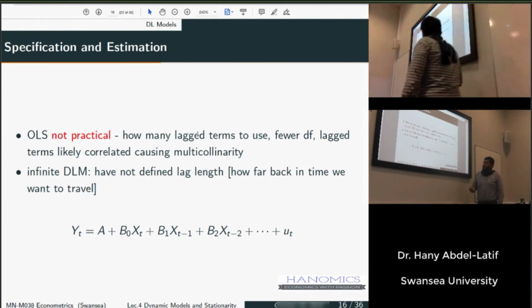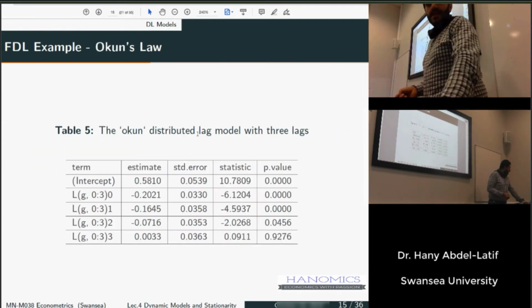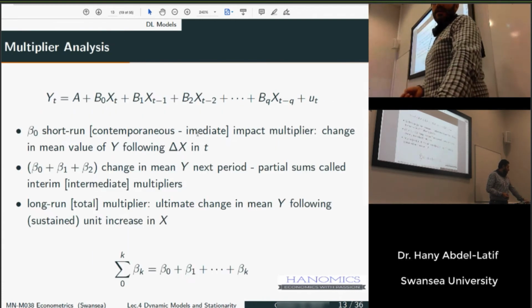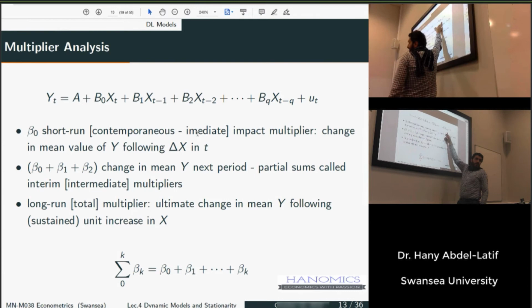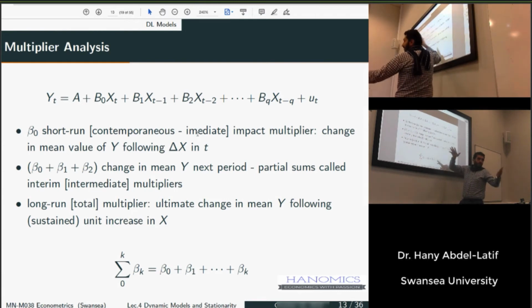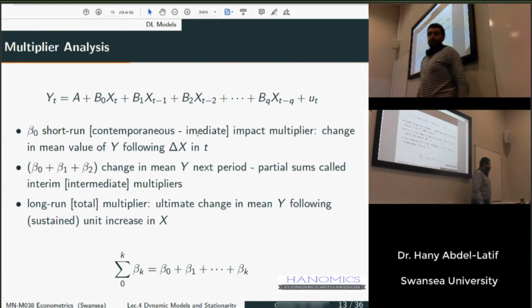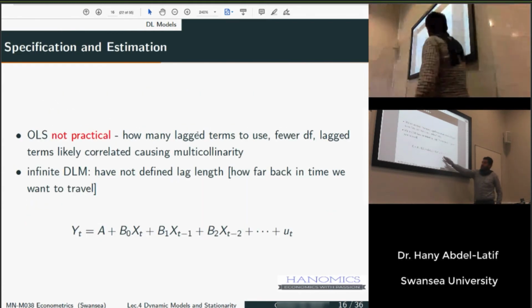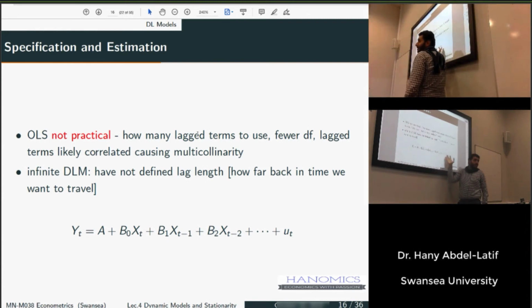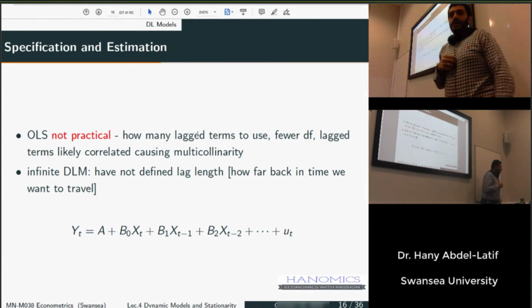Or you could have not like this. This is a finite distributed lag, meaning that we had up to Q. So we know we're going back 2 lags, 3 lags, 6 lags, 5 lags, but we could actually have something like this. This is like an infinite distributed lag model, where it's not defined how many lags.